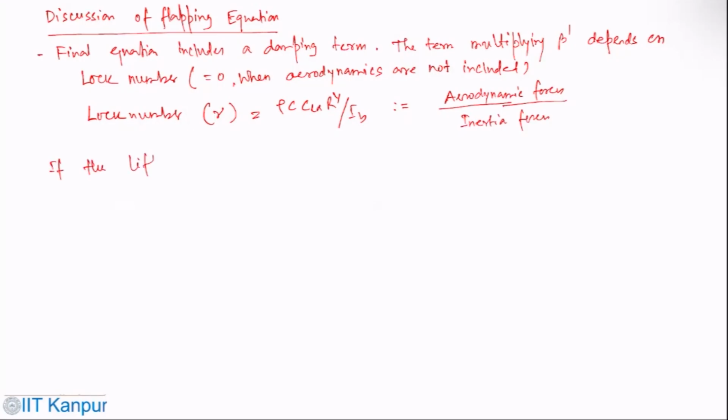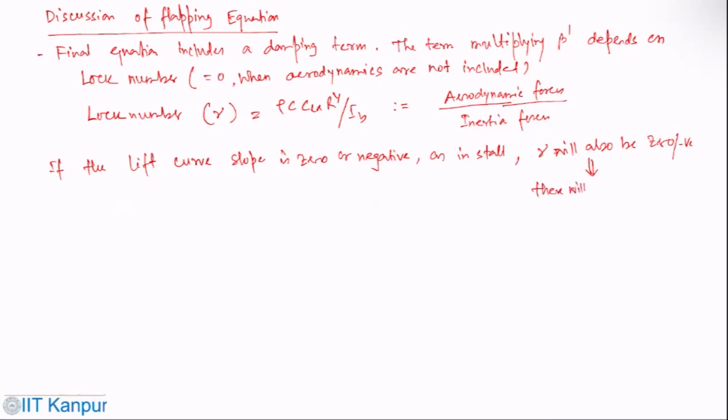Now, if the lift curve slope is 0 or negative, as in stall, gamma will also be 0 or negative. Hence, there will be no damping. Okay.